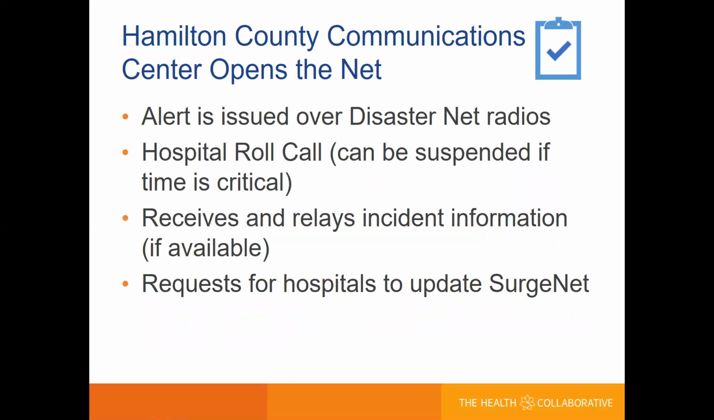Once Disaster Net is activated, the alert is issued over all radios. Hamilton County Comm Center opens the net and requests that the hospitals update their SurgeNet capabilities. Information and updates about the incident will also be relayed to all Disaster Net radios. If time is critical and the scene is ready to begin transport, there will not be a roll call of the hospitals. The EMS routing officer must establish radio or phone contact as soon as possible with Net Control so the transportation process can begin.